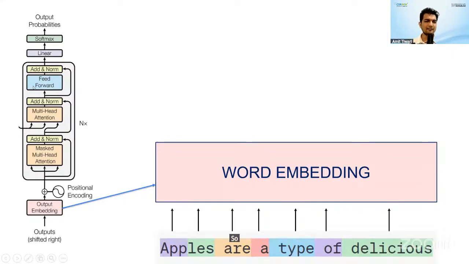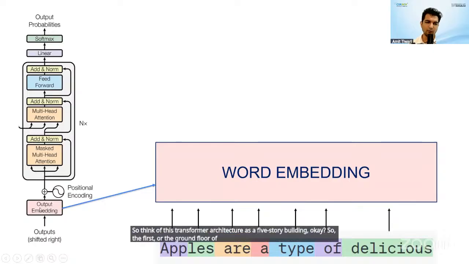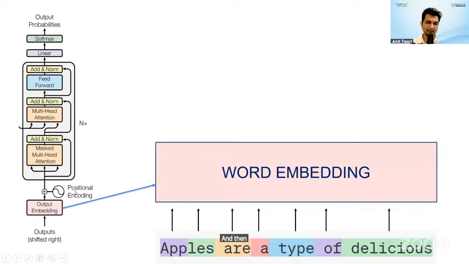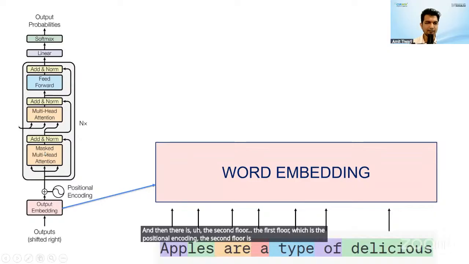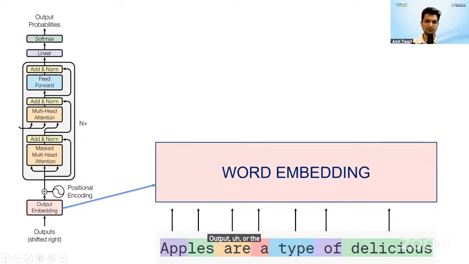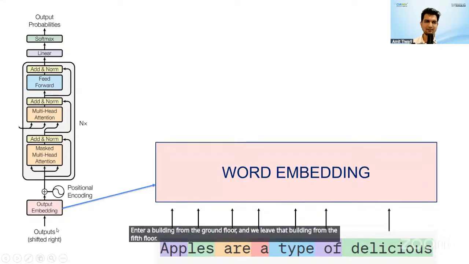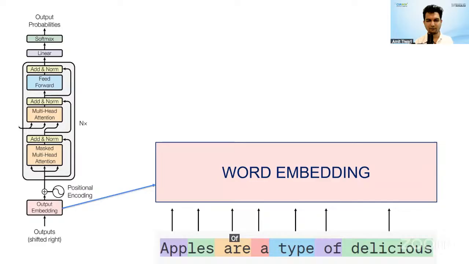So think of this transformer architecture as a 5-story building. The first or the ground floor is output embedding. Then there is the first floor, which is the positional encoding. The second floor is the masked multi-head attention layer. The third floor is the feed forward network. The fourth floor is the linear layer. And the fifth floor is the softmax. And after the fifth floor, you get the output, or the output probabilities. Very simple: we enter the building from the ground floor and we leave that building from the fifth floor. Just take this as an analogy for understanding this transformer architecture.